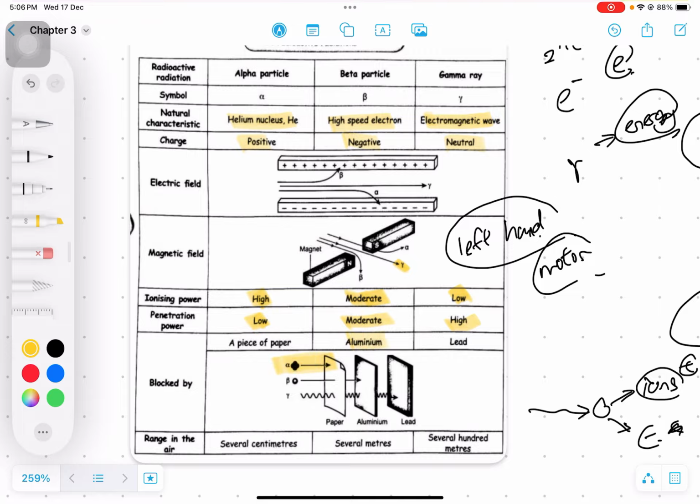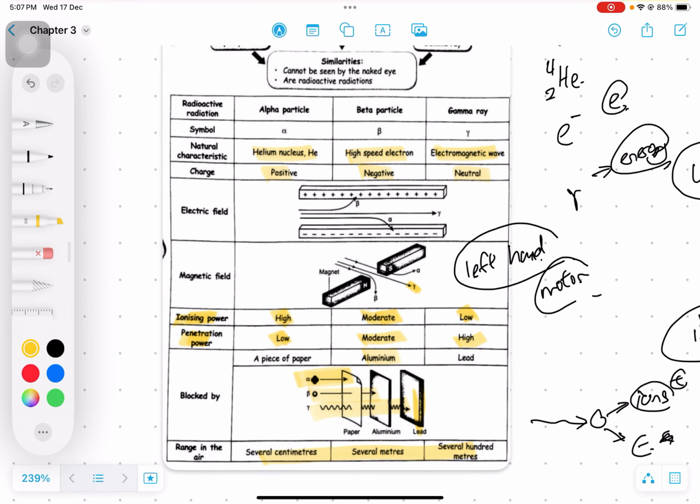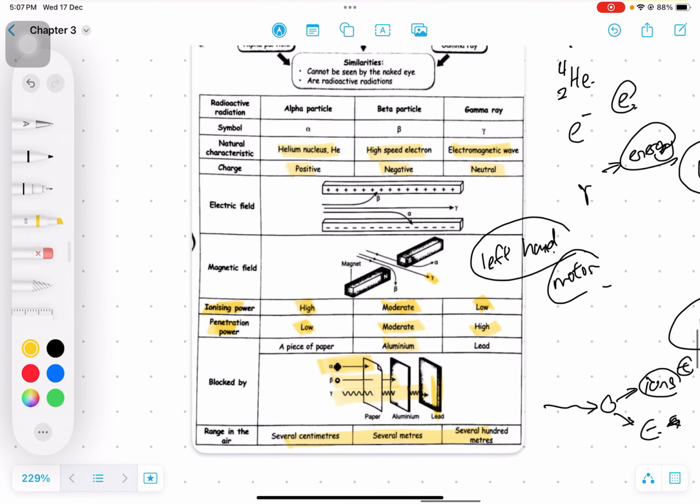For aluminium, beta can be stopped by aluminium, gamma can be stopped by a thick piece of lead. So the range in air is several meters. The main part we need to understand about these three is the ionizing power and the penetrating power, in order to explain what the usage of each one is. So it can be used in our real life with these particles, this kind of stuff.